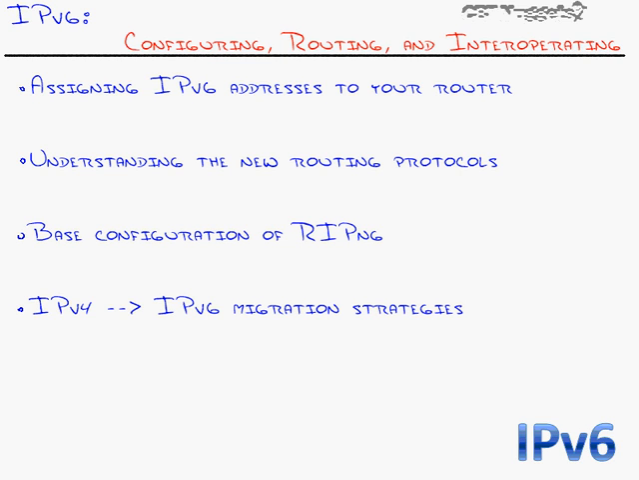Can you believe it? RIP made its way into the IP version 6 world. It survived. It's now called RIP Next Generation, but it still works the same. It's good old RIP. And then we're going to finally wrap things up by talking about the IP version 4 to IP version 6 migration strategies. Is there going to be a sudden cut on the internet where everybody has to switch over?